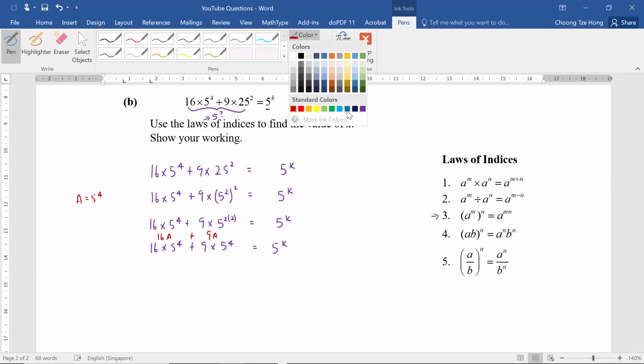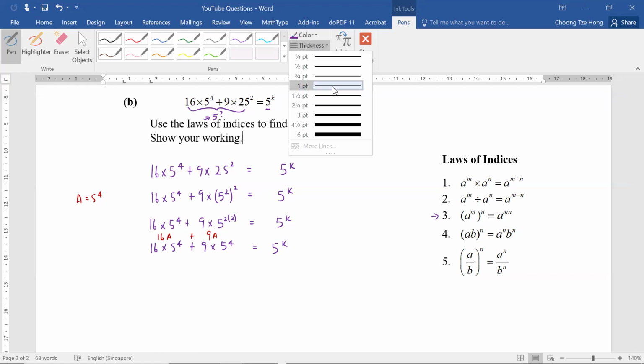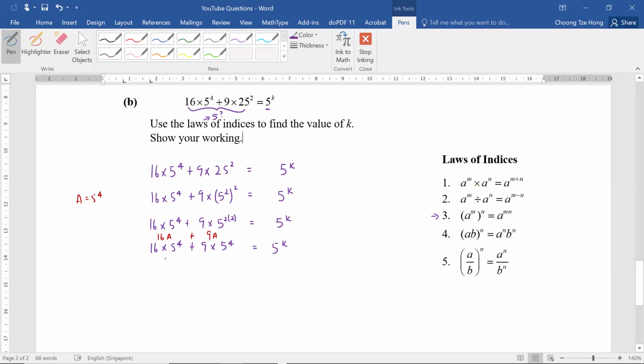So from here we can simplify to 25a, right? 16a plus 9a is 25a, but now a is 5 to the power of 4. So this whole thing can just change to 25 times 5 to the power of 4, equals 5 to the power of k. Then 25, remember, we want to change everything to base 5, right? 25 will then be 5 squared.